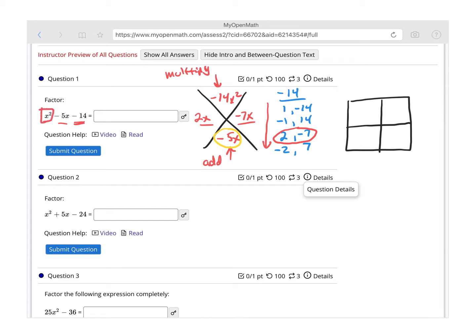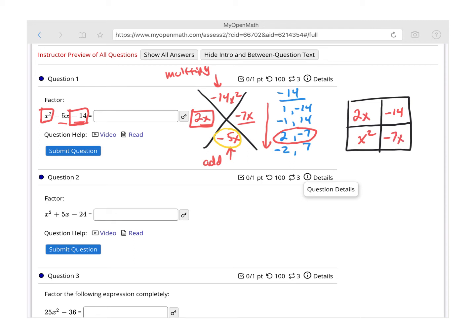Whatever this first term is, in this case it's just x squared, I put in this bottom left corner. You may have seen this done before, and some teachers put it in a different place, but I'm going to put it in that bottom left corner. Then I'm going to take this negative 14 and put that in the top right corner. So those two numbers come from the original equation. The other two numbers come from what I discovered by multiplying to negative 14 and adding to negative 5. So I'm going to put a positive 2x here and a negative 7x here.